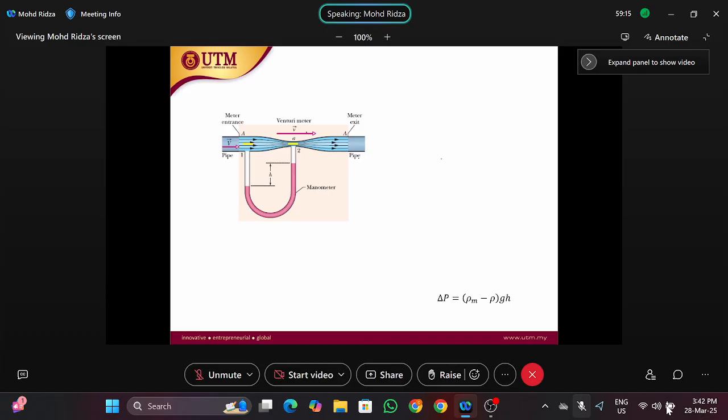Right, this is an example that you can do yourself. So this is what we call a venturimeter. Are you guys with me? Can you hear me? Earlier I saw there was an internet problem. Okay, good.